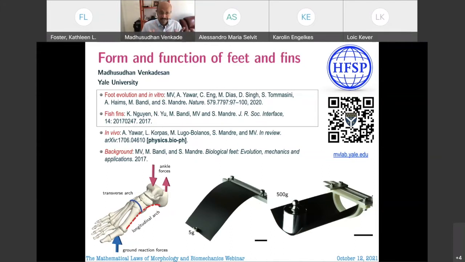So that's the talk. The talk is transverse curvature in feet and fins has a big responsibility for what makes them stiff structures. And we care about stiffness from the point of view of propulsion and being able to withstand the loads that are required for propulsion. The rest of the talk is to try to present you the evidence and way by which we arrived at this statement.